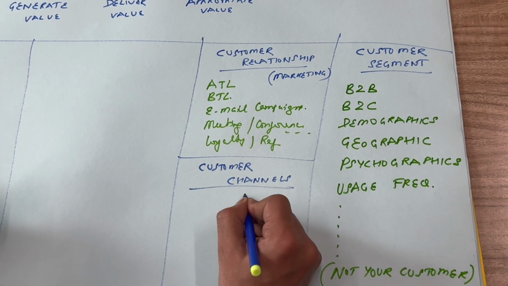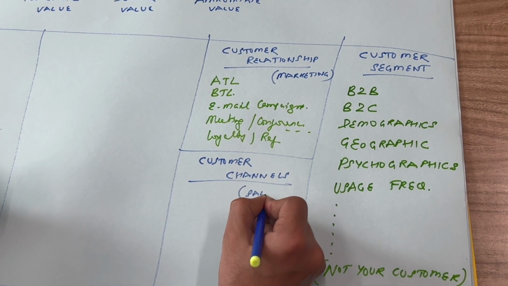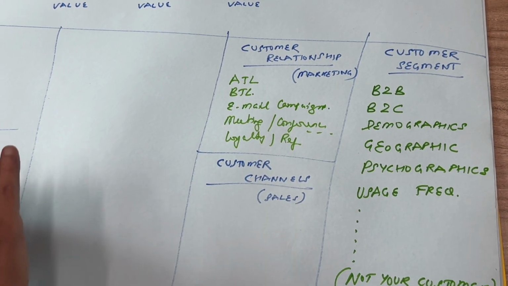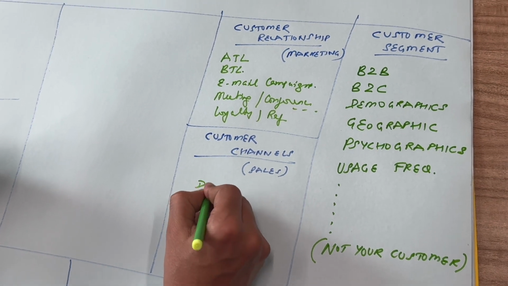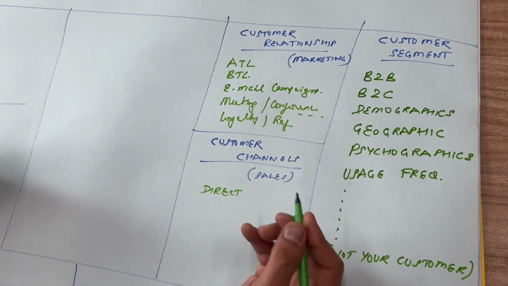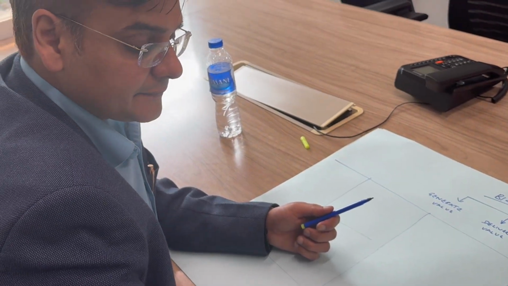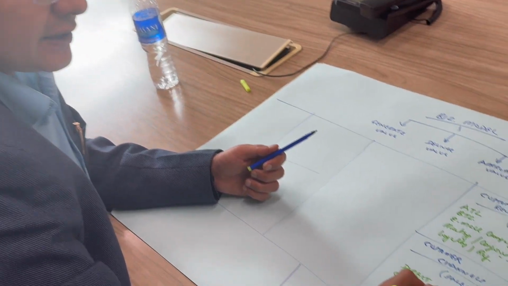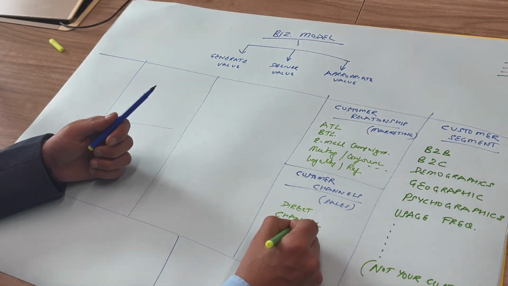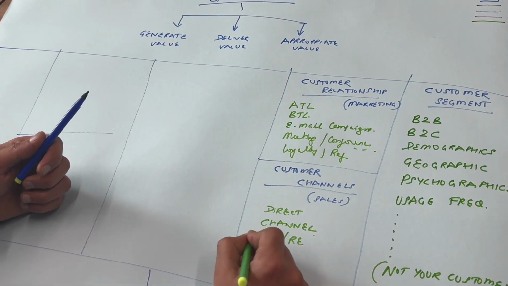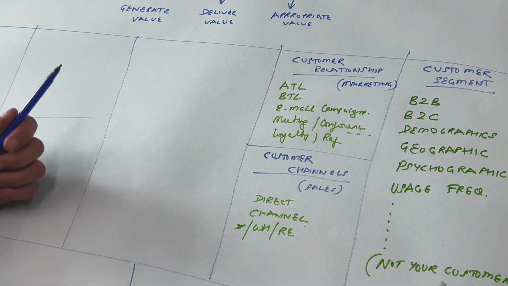Customer channels is nothing but sales. What kind of sales mechanisms exist? We can have direct, like Eureka Forbes has a direct sales network, or Amway has channel marketing, where you have multi-level marketing. You can have a wholesaler, retailer, distributor kind of a model, which most companies have.